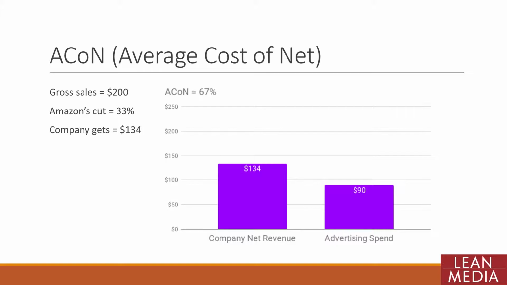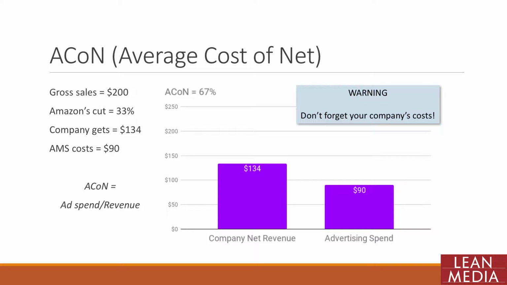And that you're left with $134. AMS costs, it's $90. So the average cost of the net revenue, that's the revenue that Amazon is remitting to your company, is 67%. So it's ad spend over the company's revenue, but there's another warning here.